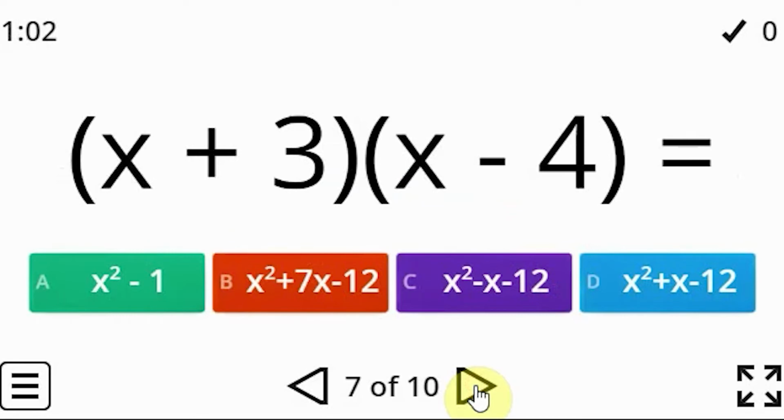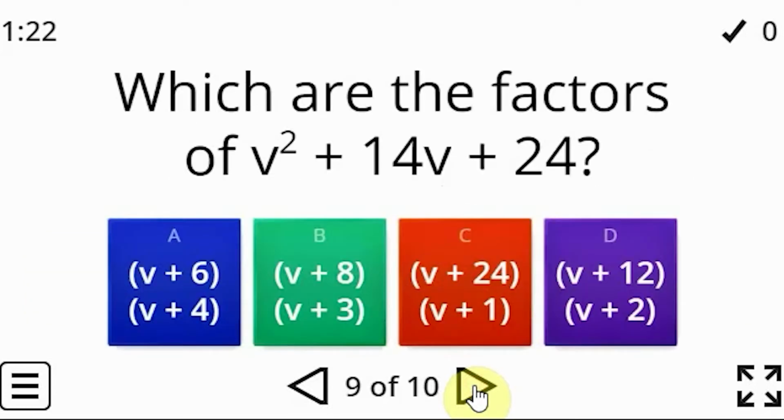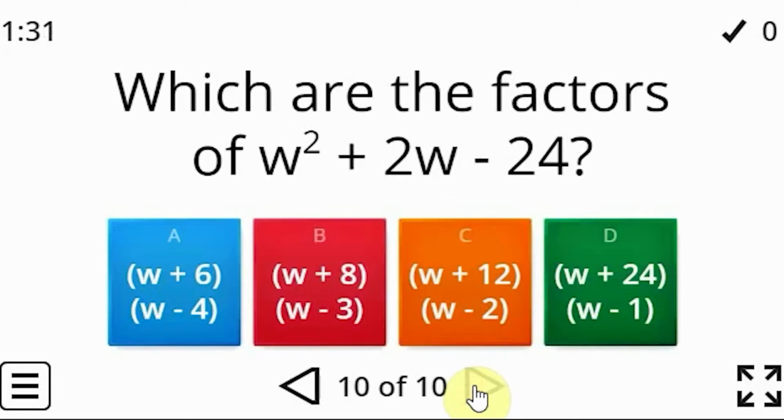The quantity of x plus 3 times the quantity of x minus 4 are the factors of what? The factors of the last term that fit y squared minus 7y plus 6 are? Which are the factors of v squared plus 14v plus 24? Which are the factors of w squared plus 2w minus 24?